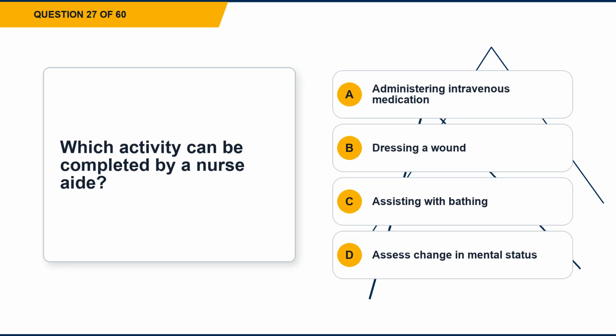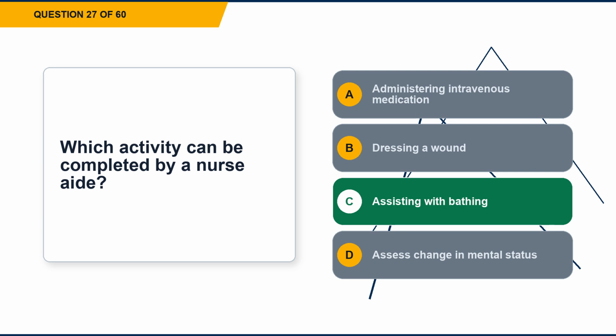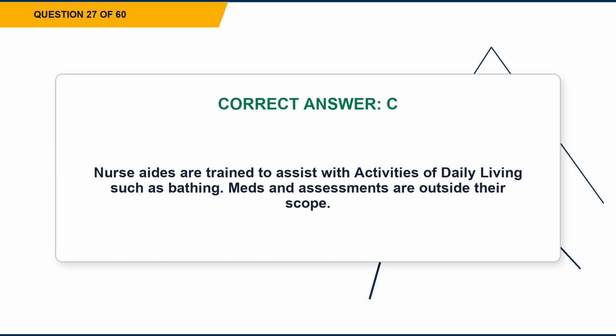Question 27. Which activity can be completed by a nurse aide? Option A, administering intravenous medication. Option B, dressing a wound. Option C, assisting with bathing. Option D, assess change in mental status. The correct answer is option C, assisting with bathing. Explanation: nurse aides are trained to assist with activities of daily living such as bathing. Meds and assessments are outside their scope.